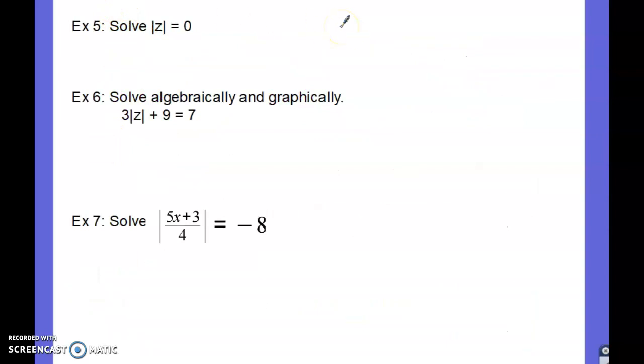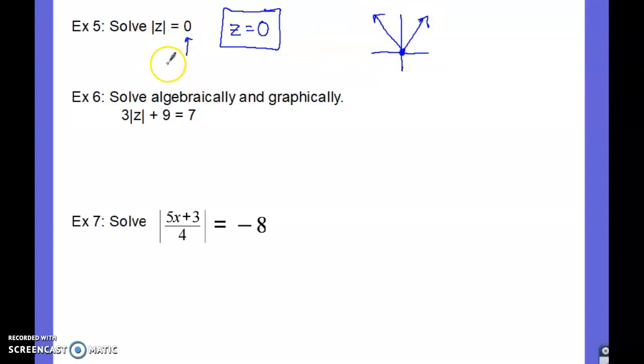Moving on to exercise 5. Now this time is the first time for number 5 that there's only one answer. And this should make sense because if you were to graph it, absolute value function, there's only one time that the y value is 0, and that's at 0. Another way you can think about it is 0 is neither positive or negative. So it's not positive, it's not negative. So you can't just negate it.